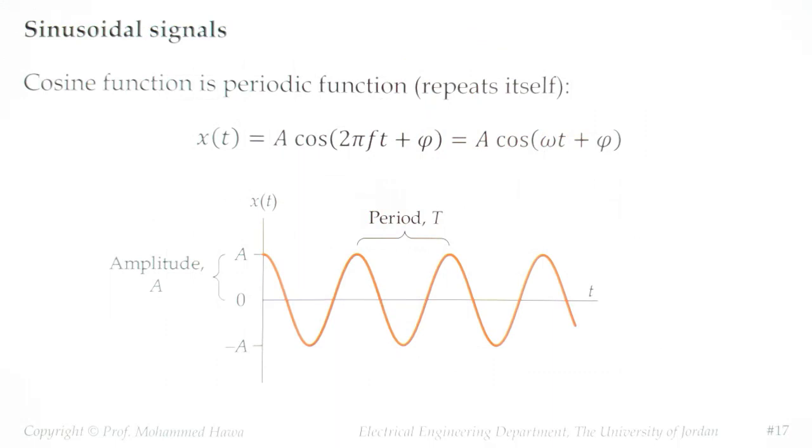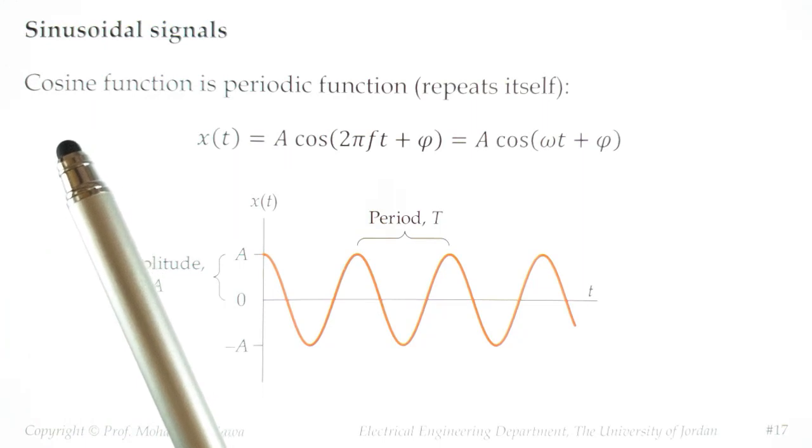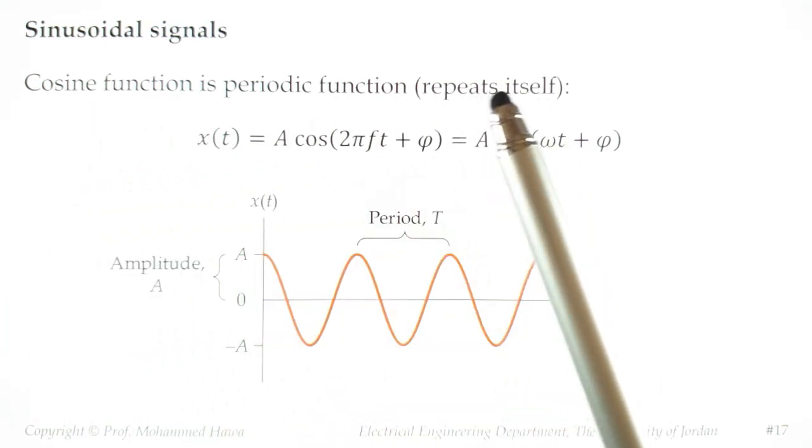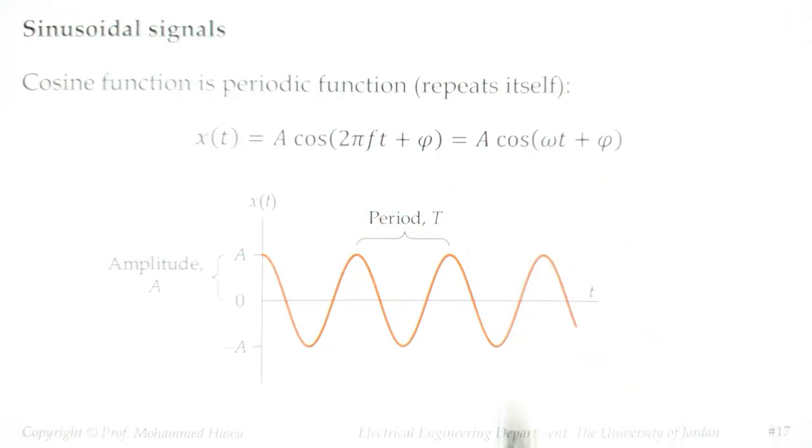Another signal that we will deal with a lot in this lecture series is the sinusoidal signal, the cosine and the sine. Those two functions are very, very important functions that we will work with, that we will use a lot. I'll start with the cosine function, which is, by the way, a periodic function. When we talk about periodic functions, functions that repeat themselves, cosine and sine are the most popular examples, the easiest examples, the simplest examples for periodic signals.